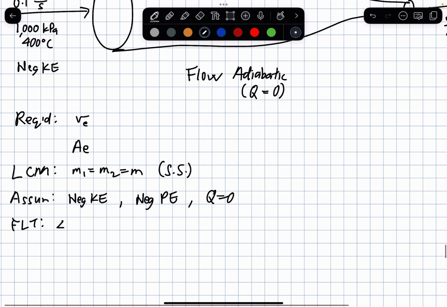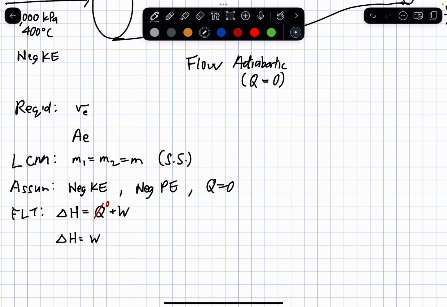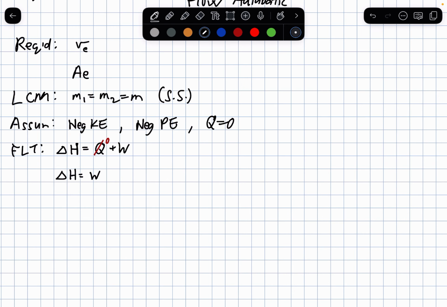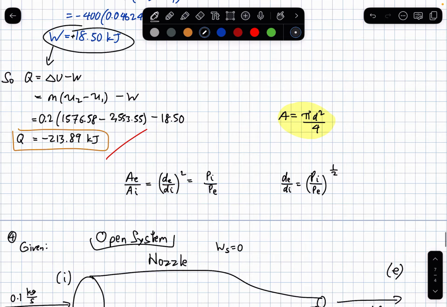So for FLT, no longer internal energy, this is delta enthalpy. Okay? Q is 0. Let's make this. There you go. So it's going to be like this. What are we supposed to look for? Nozzle exit velocity and exit area. Oh yeah, velocity is involved.